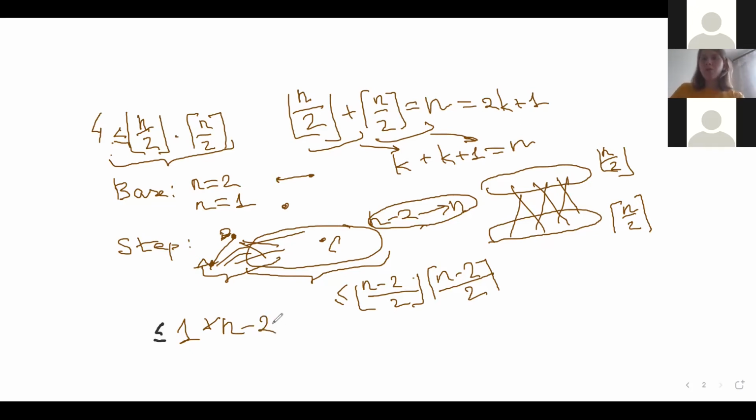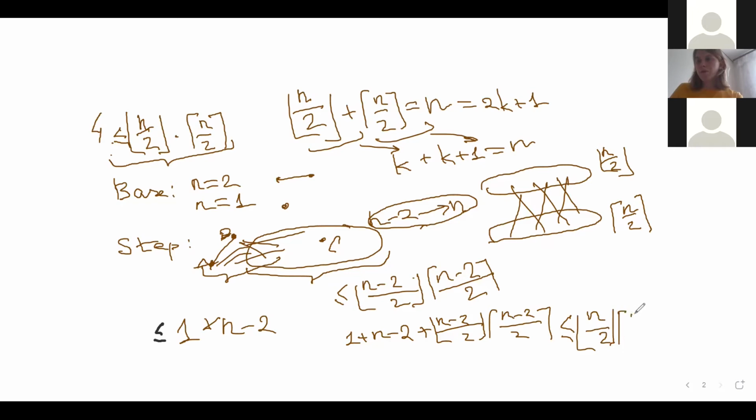And now all we need to prove is that 1 plus n minus 2 plus this is not greater than this. To prove this, we'll need to see two different variants: when n is even and when n is odd. I'll go to another page.